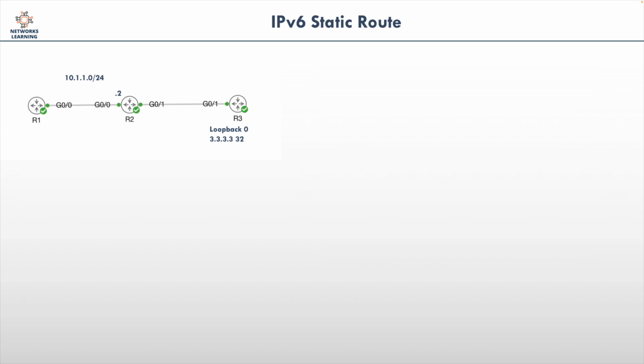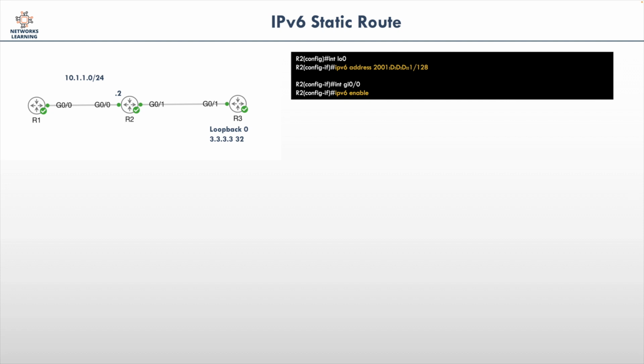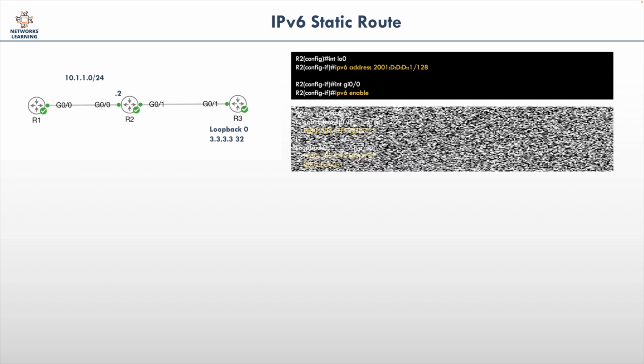And finally, on this last section we will look at IPv6 static routing. So here I go to R2 and I configure an IPv6 address under interface loopback 0. I'm configuring a global unicast IP address, and I'm using a /128 for a host IPv6 address. And then on gigabit 0/0, I enable IPv6. And the reason for that is so gigabit 0/0 on R2 gets a link local IP address.